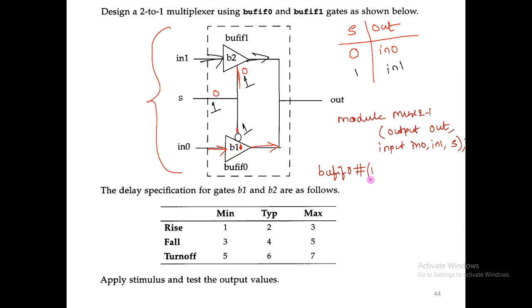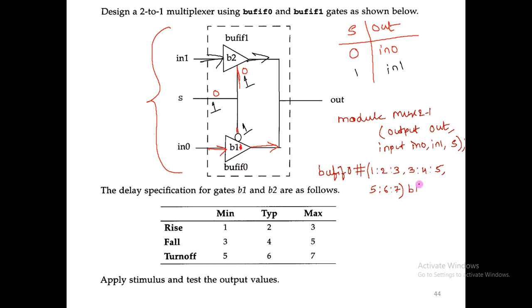Rise delay is 1 colon 2 colon 3. Rise delay things are over, comma. Next comes fall delay: 3 colon 4 colon 5. Next comes turn off delay. Turn off delay is 5 colon 5 colon 6 colon 7. So this is the delay specification followed by its label.